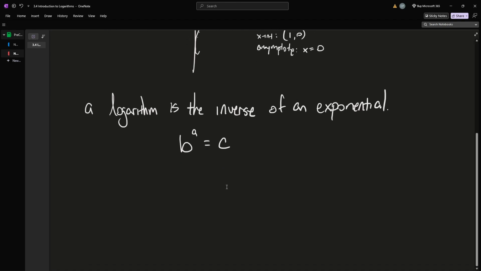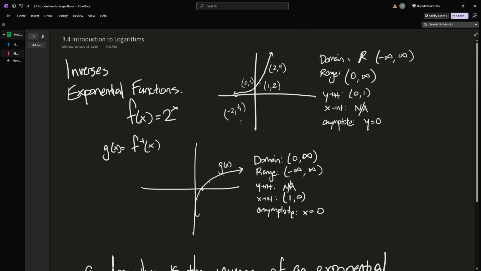The inverse, I can't just swap these values. I need to undo this exponential, and there's no undoing this exponential. Square root only applies if my exponent is 2. In this case, it could be anything. It varies. It is 2 at times. We see over here 2 to 4.